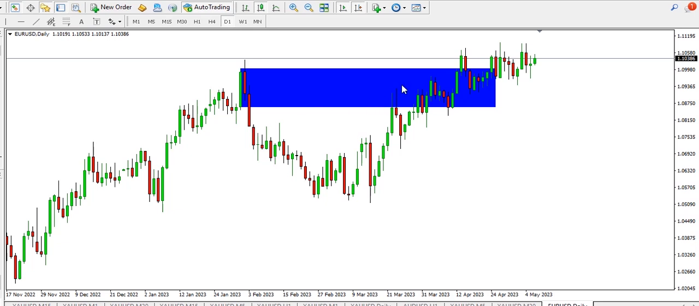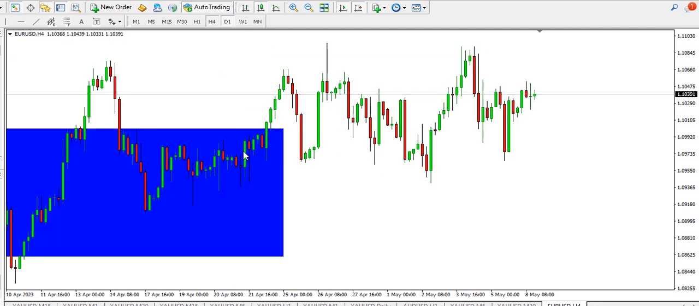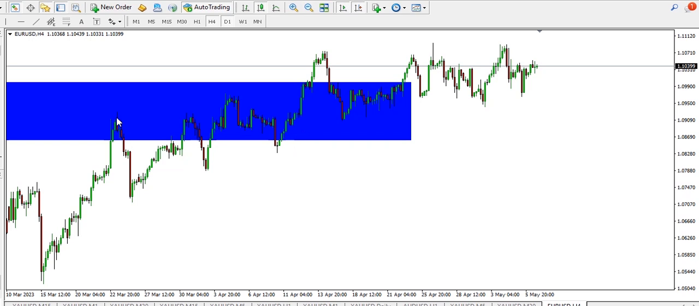Look, price tested it. If you drill to the 4-hour time frame, price tested it here, and what happened? Price dropped. So if you want to find signals on EUR/USD, you can just trade order blocks.